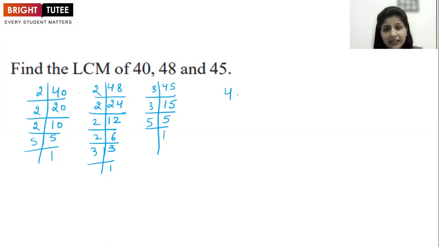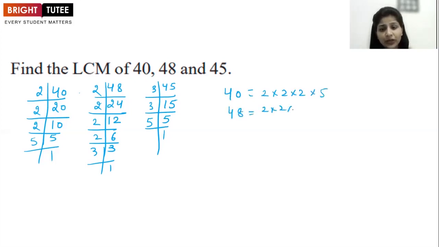So let's just write them. So 40 is equal to 2 into 2 into 2 into 5. 48 is equal to 2 into 2 into 2 into 2 and then 3. Then for 45 we have 3 into 3 into 5. Okay, so as I told you, we have to take all the prime factors that actually occur in them.